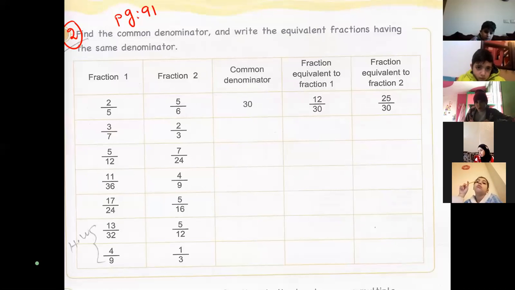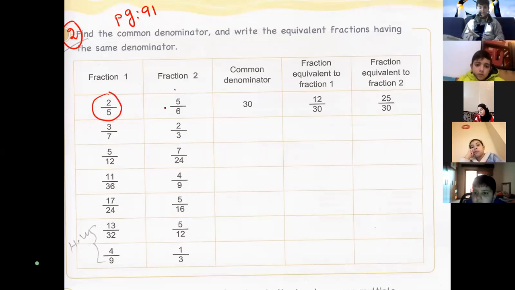Exercise 2. Find the common denominator and write the equivalent fractions having the same denominator. Right. They wrote for us the first one as an example. I will repeat it again. Here they gave us two fractions. The first one is 2 over 5. The second one is 5 over 6. We will find now the common denominator between these two fractions. We said in the previous page, in order to find the common denominator, we will find first the multiples of the first denominator, which is 5, then the multiples of the second one, multiples of 6. When we see the first common multiple other than 0, it's the common denominator.